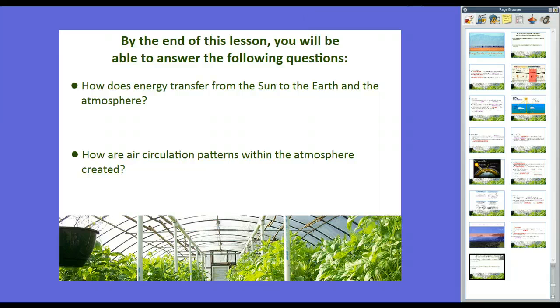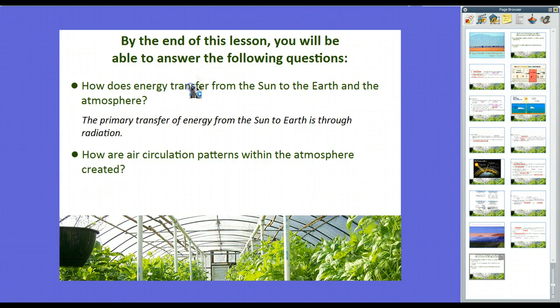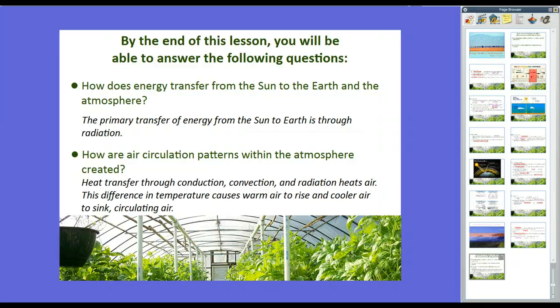Okay, so let's go ahead and wrap up this lesson. By the end of this lesson, you should be able to answer these two questions. One, how does energy transfer from the sun to the earth and the atmosphere? Well, essentially, the primary transfer of energy from the sun to the earth is through radiation. And I spent the last 8 to 10 minutes talking about this last question. How are air circulation patterns within the atmosphere created? Well, they're created because heat transfers through conduction, convection, and radiation.